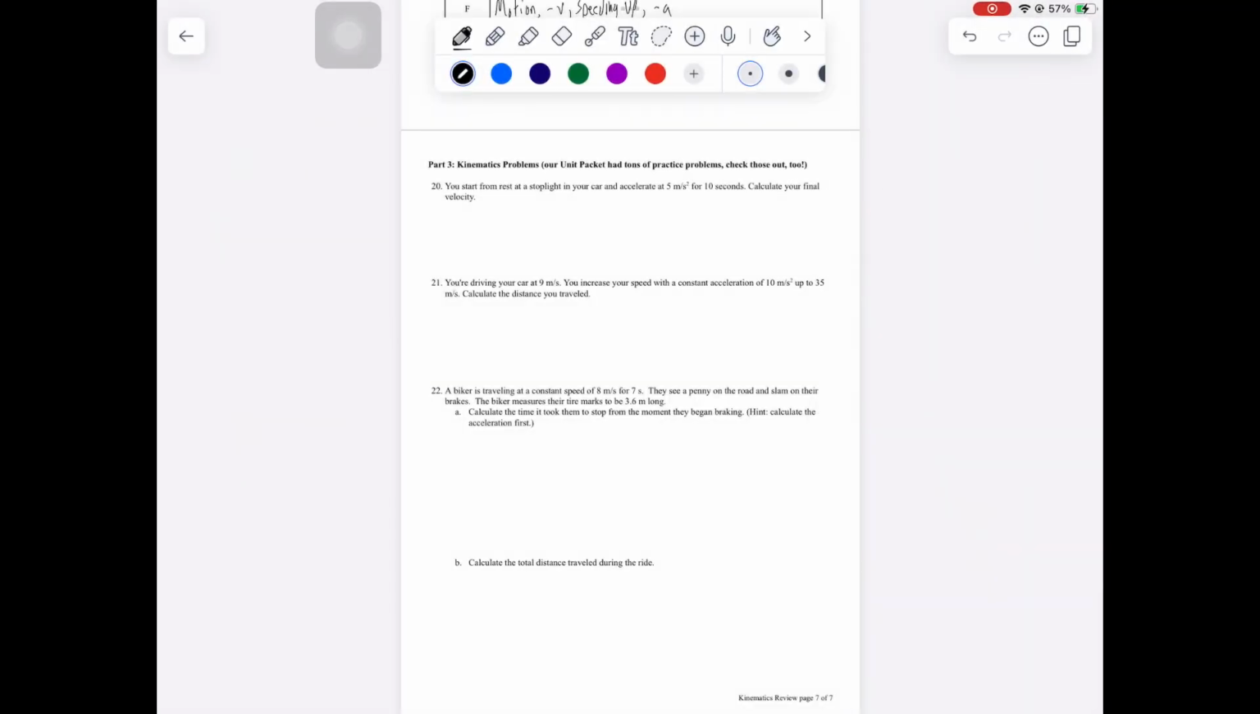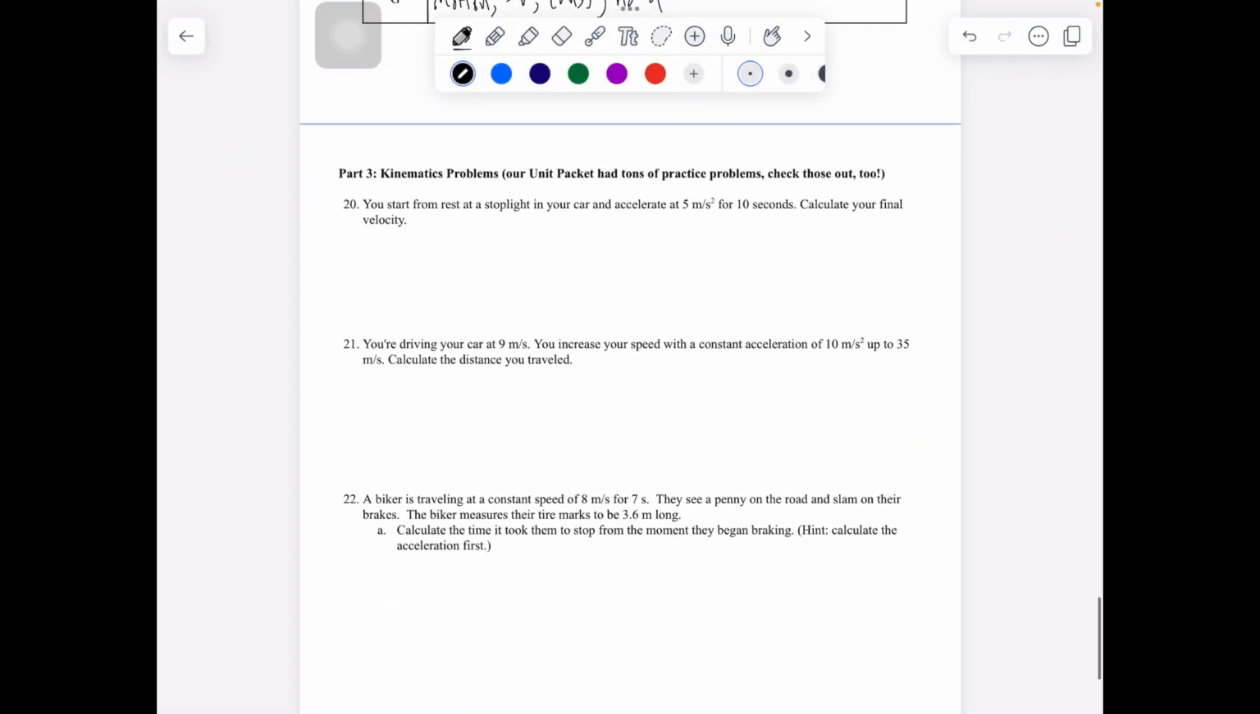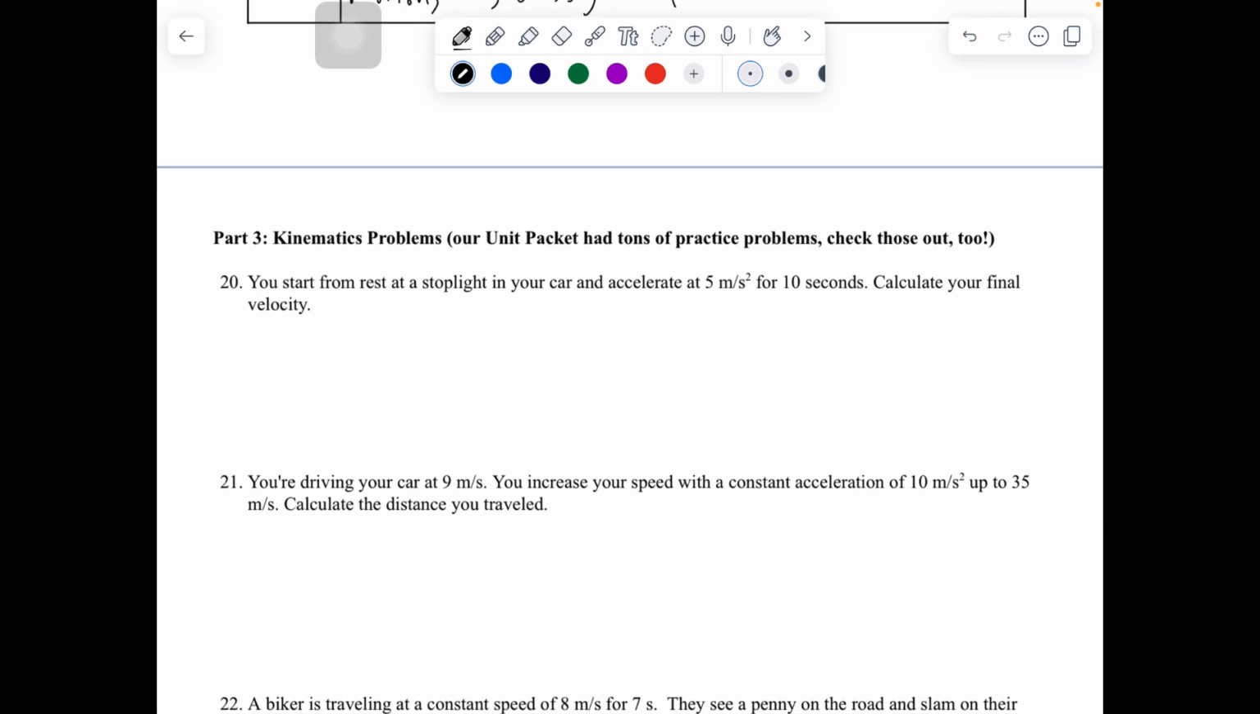Alright, our last section, part 3. These are our kinematic problems. These are the ones with our equations. Keep in mind, you will be expected to use these equations. You will also be provided the equation, so there's no need to memorize them. But for completion, let's go ahead and write these equations right here.